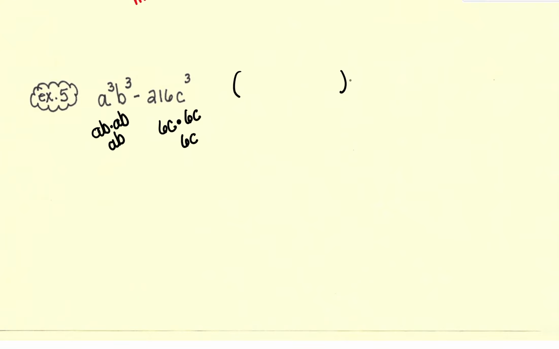All right, short, long, and if you think you're comfortable, why don't you pause the video, try it on your own, and then come back and check to see how you did. So in the short, we have to see what did we cube to get a cubed b cubed, which was ab. And what do we cube to get 216c cubed, which is 6c. Whatever sign is here, that's the sign that you put there. Since this is subtraction, it goes minus, plus, plus. And again, that's your rule of the signs, minus, plus, plus.